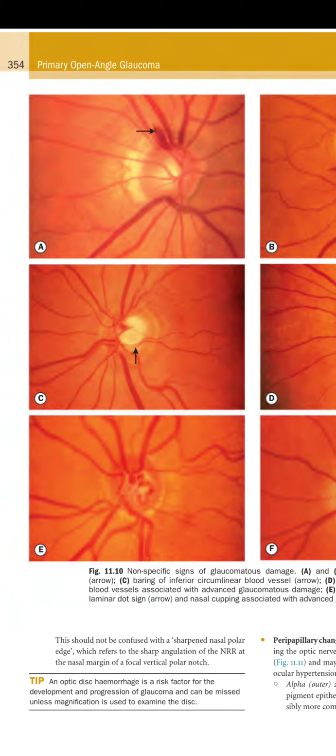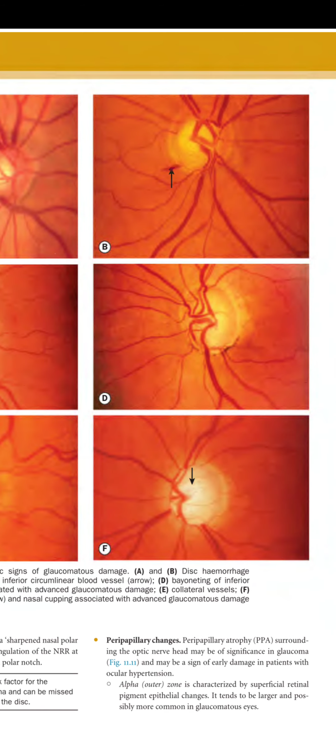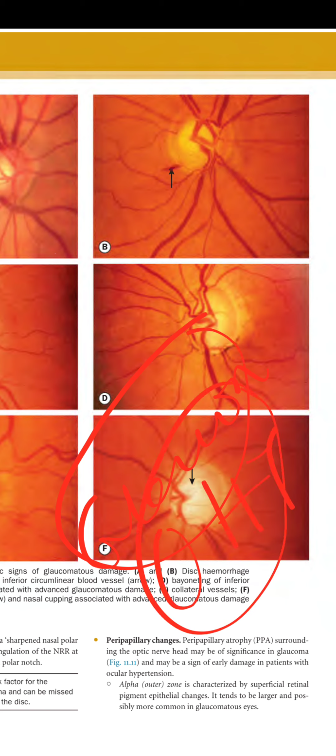Optic disc hemorrhage is a risk factor for the development and progression of glaucoma and can be missed unless magnification is used to examine the disc. Next are peripapillary changes. Basically, this is the change around the disc. Peripapillary atrophy surrounding the optic nerve head may be of significance in glaucoma and may be a sign of early damage in a patient with ocular hypertension. So basically, it is significant in a glaucoma patient, and it also occurs in a case of ocular hypertension. It is the first sign of glaucomatous damage.